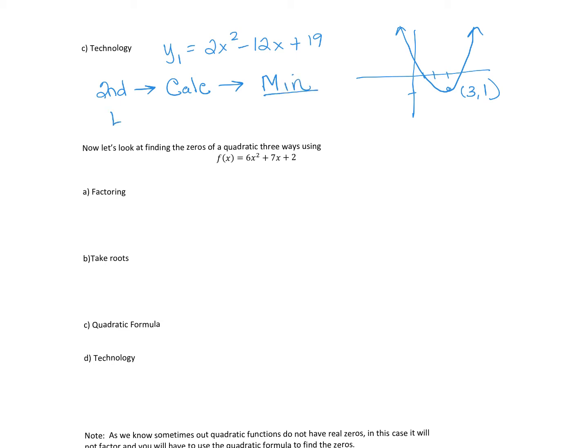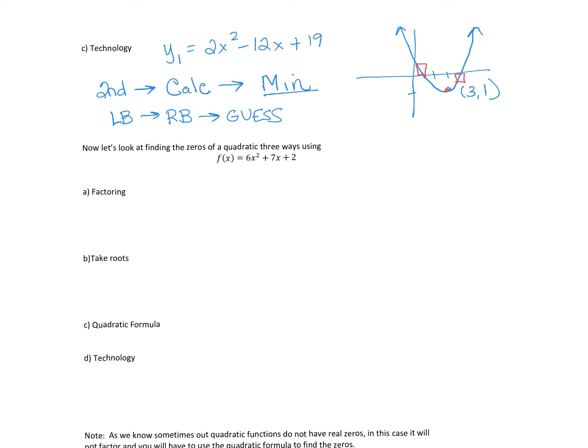And we've done this before, but we look for the left bound, the right bound, and then we guess. So when we do our left bound, we're going to choose something to the left of what we believe it is. We'll choose something to the right of what we think it is, and then we will put it where we believe it is, and then hit enter, and it will tell us x equals 3 and y equals 1. That's how you find a maximum or a minimum, also called the vertex.